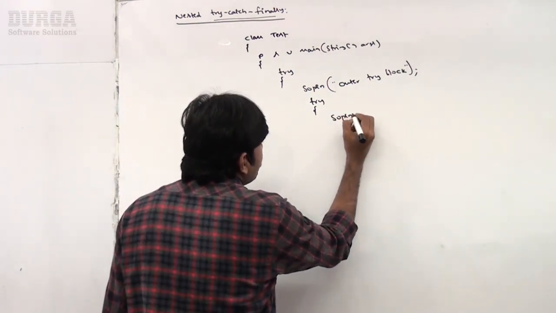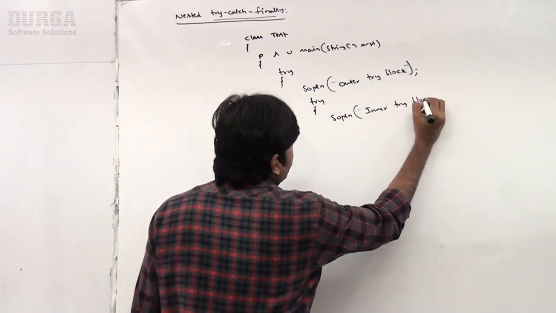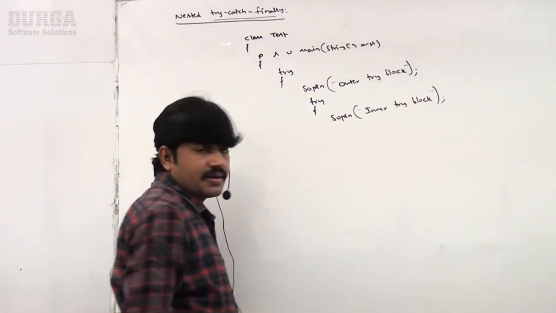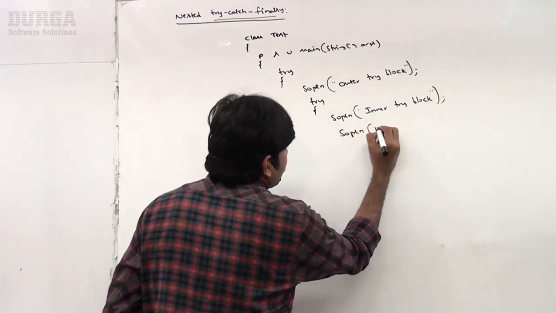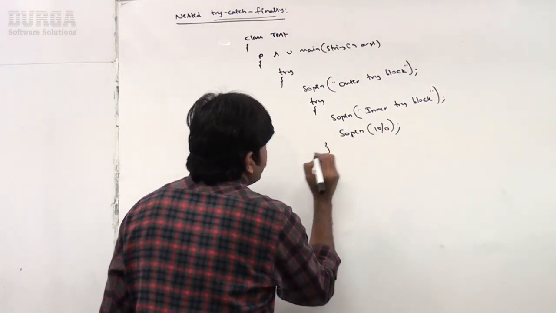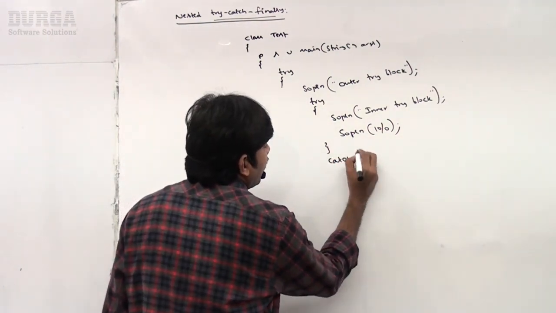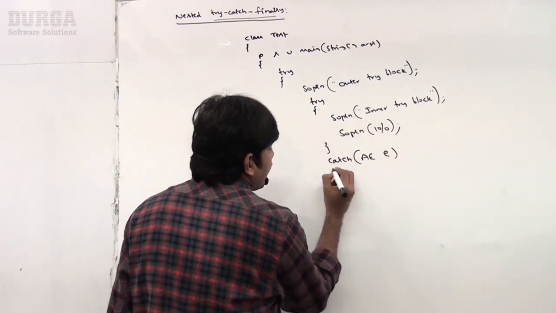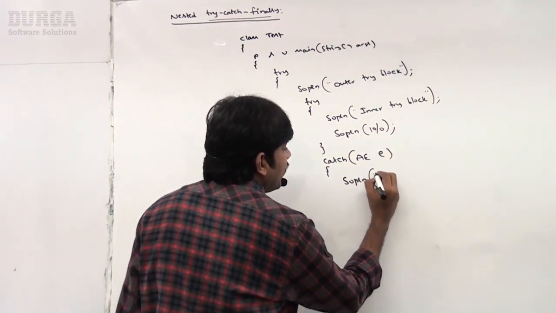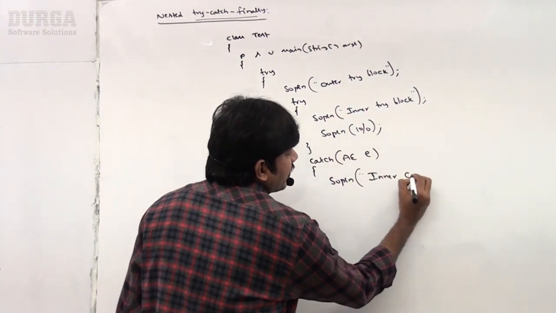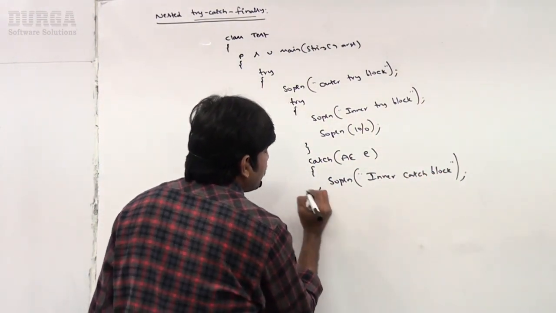Here System.out.println("inner try block"). Now System.out.println(10/0), assume that, sir. Now this is the catch (ArithmeticException). Now System.out.println("inner catch block"), assume that, sir.